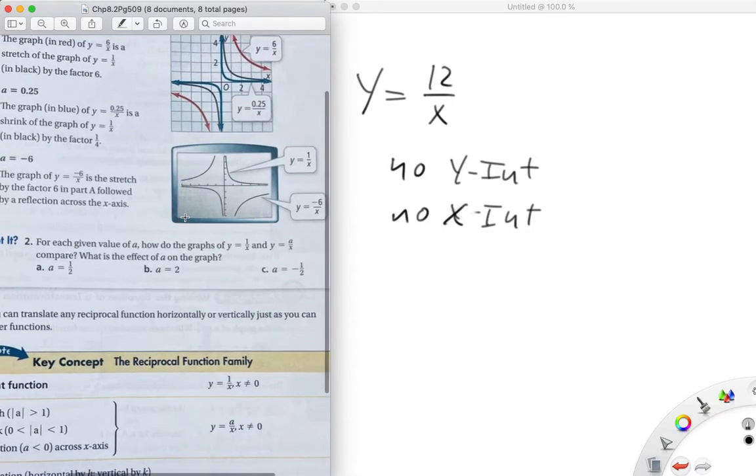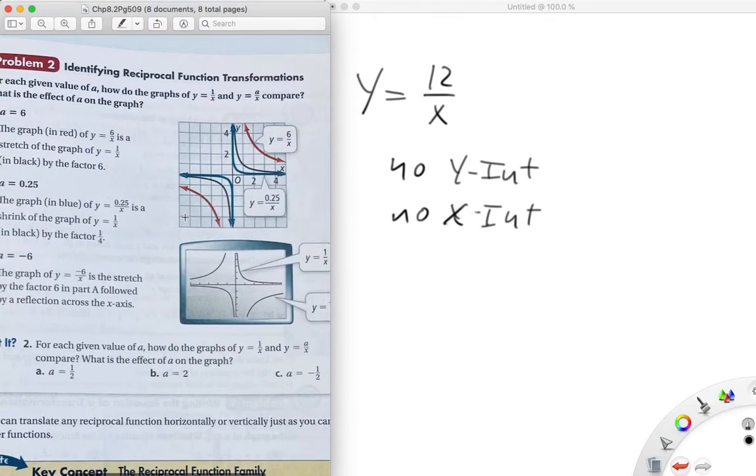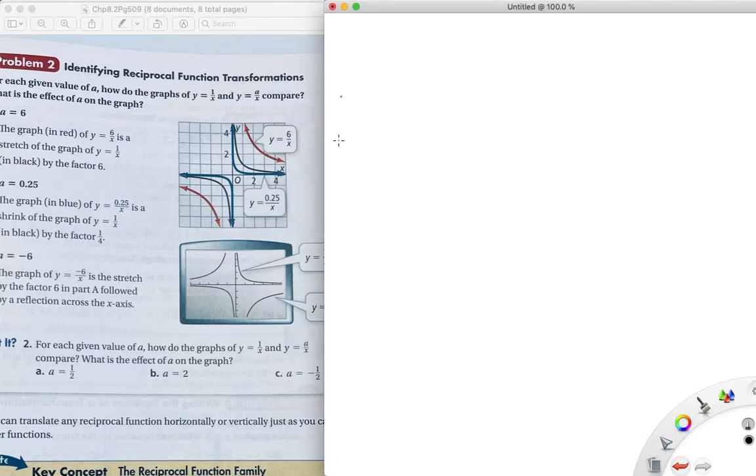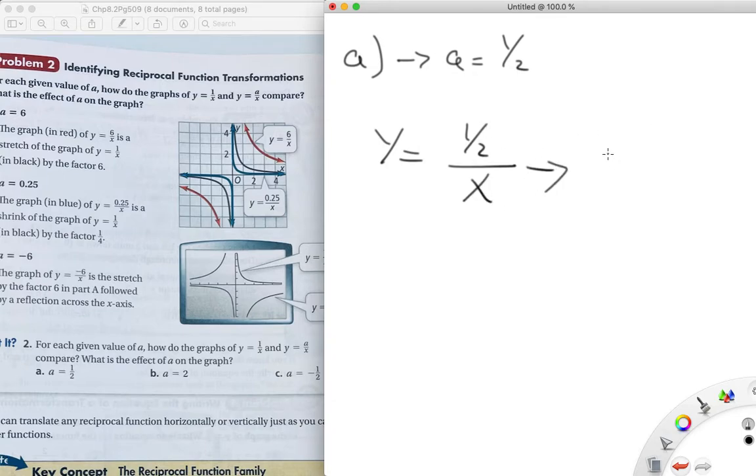So what happens to these graphs when a changes? For part 1, we have a equal to 1/2. If we were to graph this, it's y equals 1/2 over x. I'm going to rename this because we're not going to have a fraction that looks like that. It's going to be 1/2 times 1 over x.